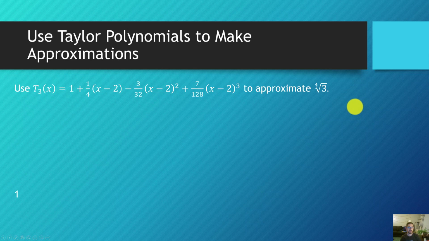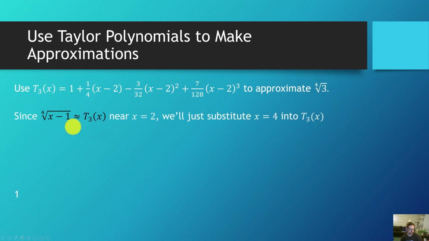All right, let's use this Taylor polynomial to approximate an actual value. So let's use this to approximate the fourth root of 3. So let's consider the fact that the function that we started with, that we wanted to create the Taylor polynomial for, was the fourth root of x minus 1. And that is approximately T3 of x near x equals 2, which was the center. So we'll just substitute x equals 4 into T3.